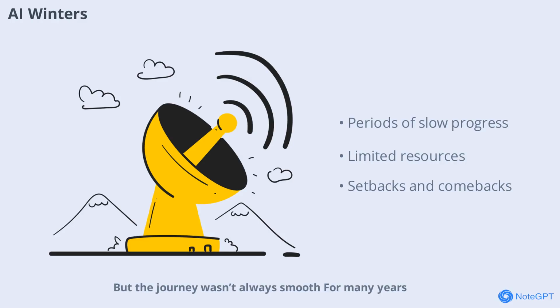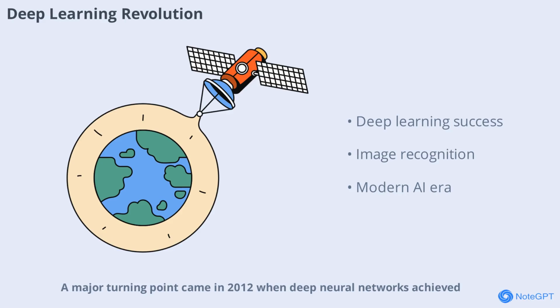For many years, AI went through periods known as AI winters, where progress stalled due to limited computer power, funding cuts, and waning enthusiasm. These slowdowns were tough, but they set the stage for future breakthroughs. A major turning point came in 2012 when deep neural networks achieved stunning success in image recognition competitions. This breakthrough launched the modern wave of deep learning, which powers much of today's AI. Suddenly, AI could tackle tasks that once seemed impossible.